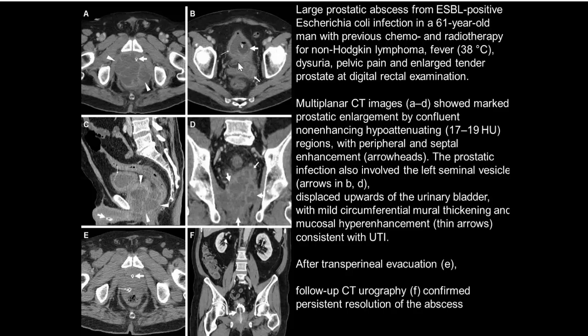Seminal vesiculitis. Splaying upward of the urinary bladder with mild circumferential mural thickening and mucosal hyperenhancement, consistent with UTI. After transperineal evacuation, we see resolution of the abscess on follow-up.